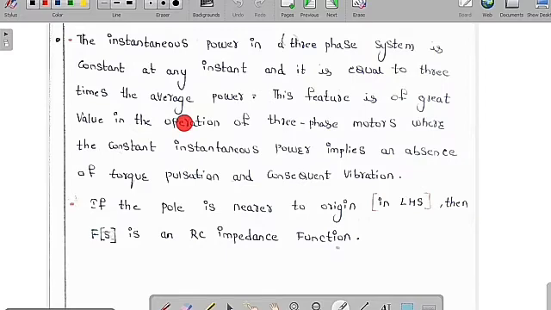But if you take in terms of three-phase supply, then definitely the instantaneous power is a constant value. So because of that, the torque vibration is 0 and there will be no vibrations.